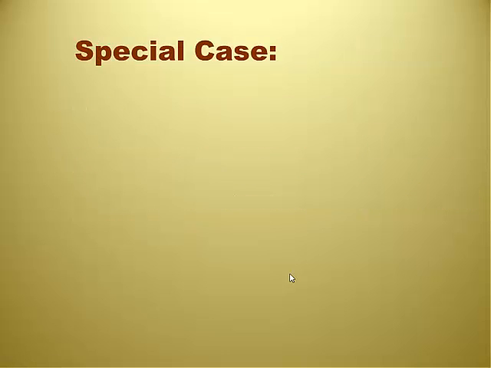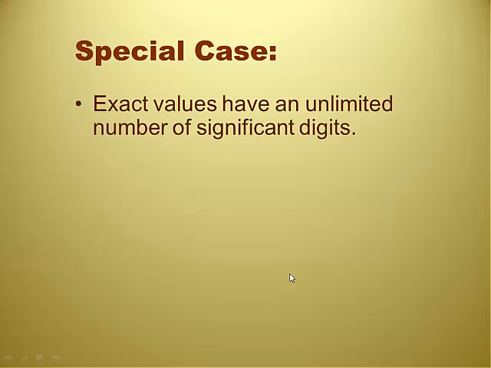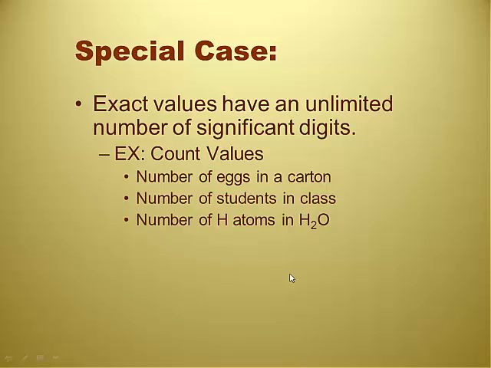Ooh, there's a special case. Oh, I love special cases. There's always special exceptions to the rule. Exact values have an unlimited number of significant digits. So, for example, exact values include counts. Counted numbers, like, you know, the count: 1, 2, 3. So, you can count there's 12 eggs in a carton.